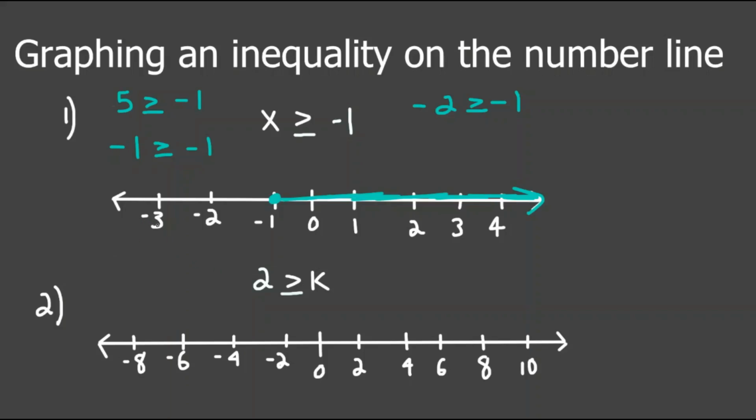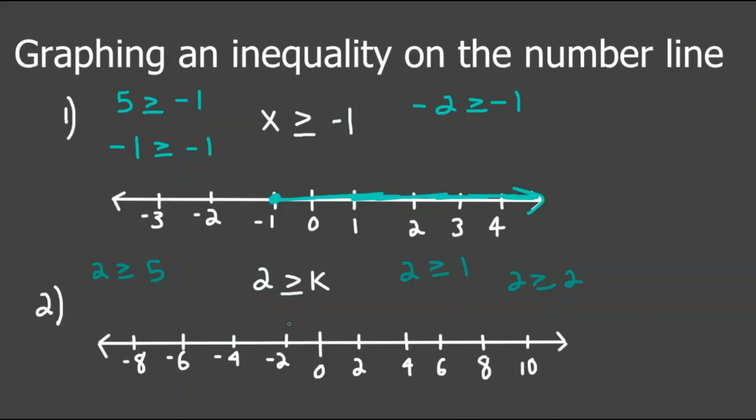2 is greater than or equal to k. This tells us that 2 has to be greater than or equal to whatever k is. So for example, if k was 5, this wouldn't be true because 2 has to be greater than k. But what can happen is if k is equal to 1, because 2 is greater than 1, or k could also equal 2, because 2 is equal to 2.